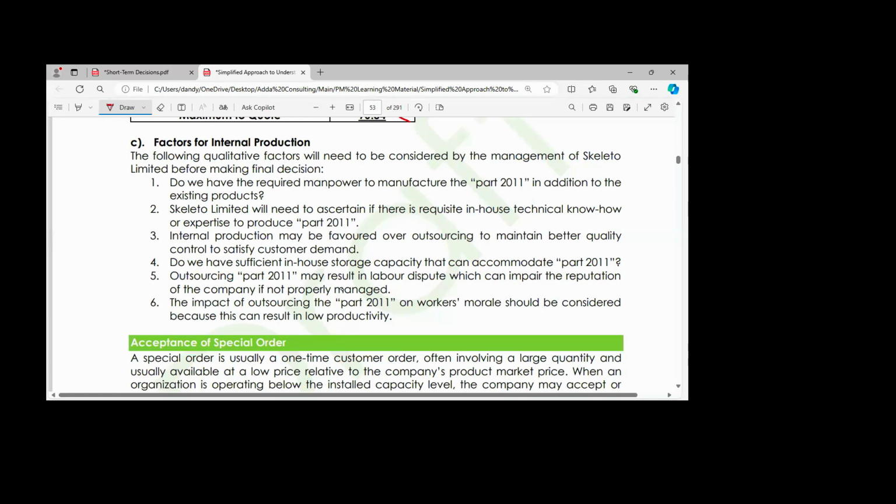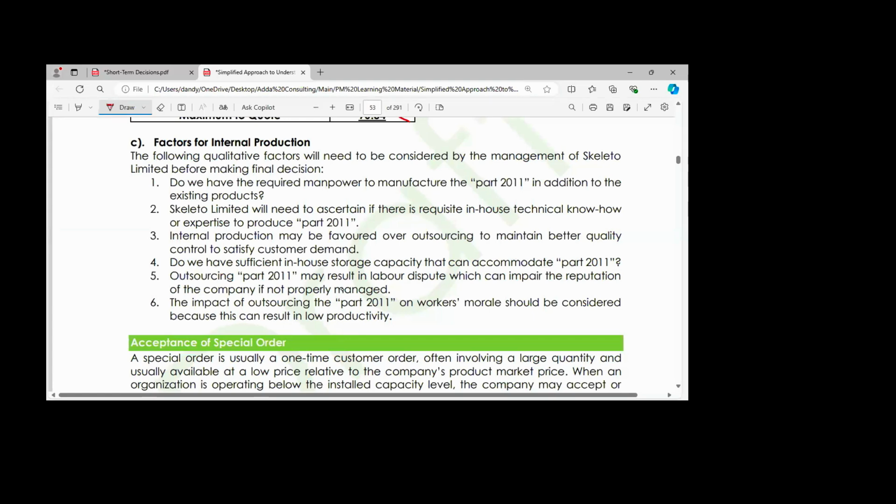Then number 5, outsourcing per 2011 may result in labor disputes, which can impair the reputation of the company if not properly managed. When you have sources, people that are already producing it before, they may become troublesome, and then request that the company return to the status quo.